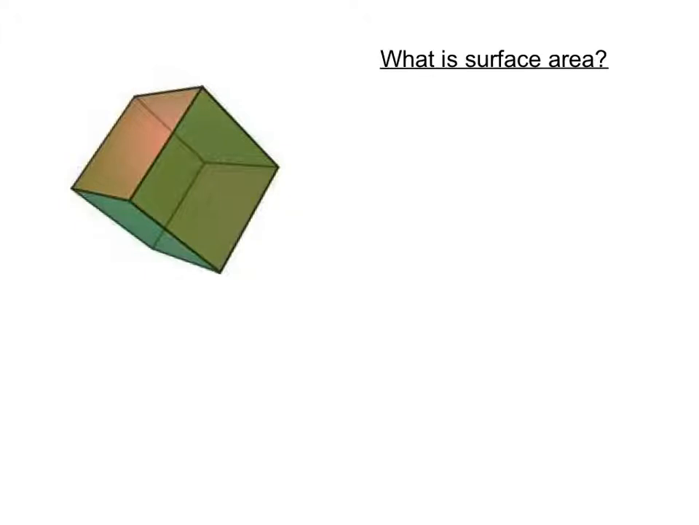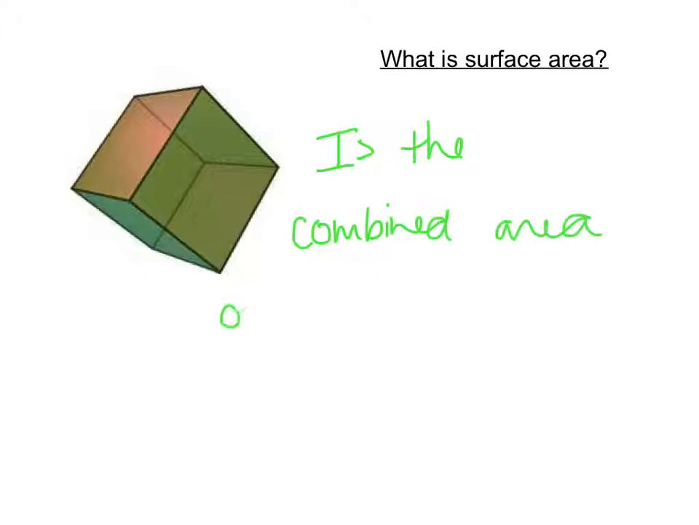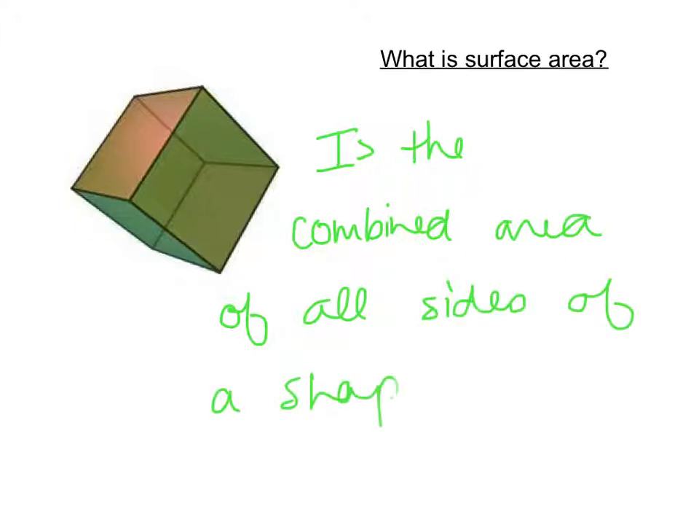Well, we can confidently say that surface area is the combined area of all sides of a shape. And surface area comes into play when you're working with 3D shapes, which is what we're doing. So a 3D shape. And it's just the combined area of all sides of the shape. So we just add them together.